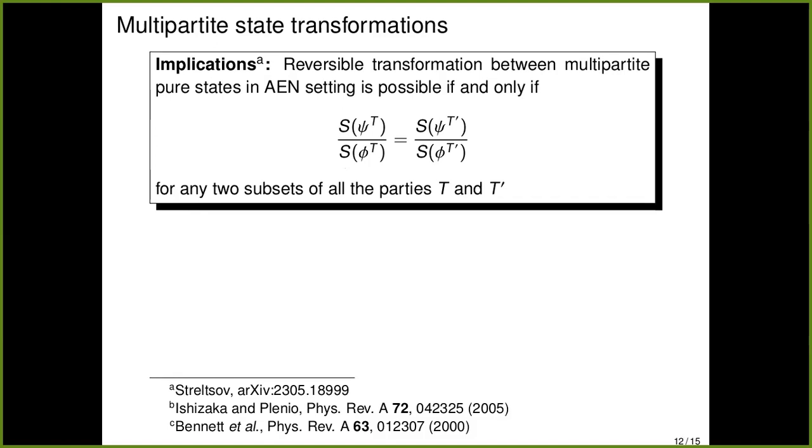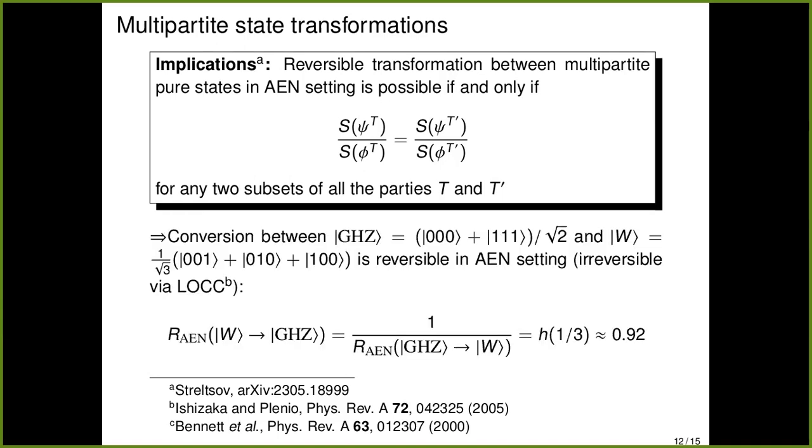Let me now tell you a few applications of this. That means that in the setting of asymptotically non-entangling operations, in some cases you get reversible transformations between pure multipartite states, and this is whenever the states psi and phi fulfill this for any subsets T and T prime. So if for all subsets T and T prime this inequality is fulfilled, then you have reversibility.